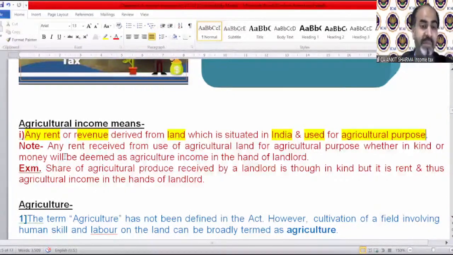For example, share of agricultural produce: whatever agricultural produce the farmer earns, if he provides some share out of that produce to the landlord as rent, then it is going to be exempted in the hands of the landlord also. So share of agricultural produce received by a landlord is though in kind, but it is rent and thus agricultural income in the hands of the landlord.